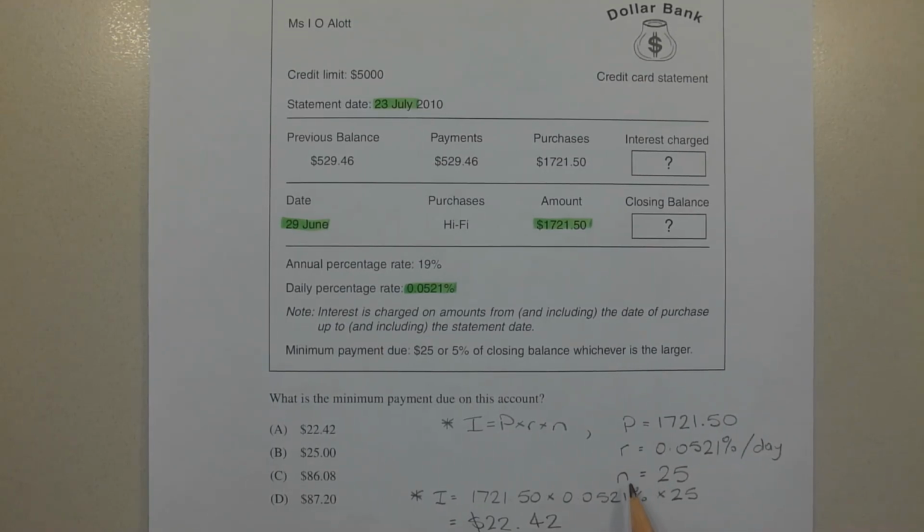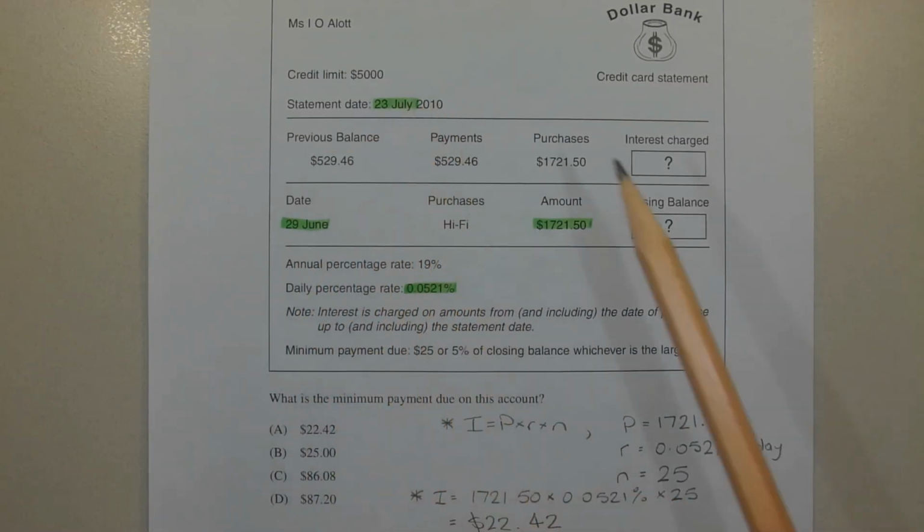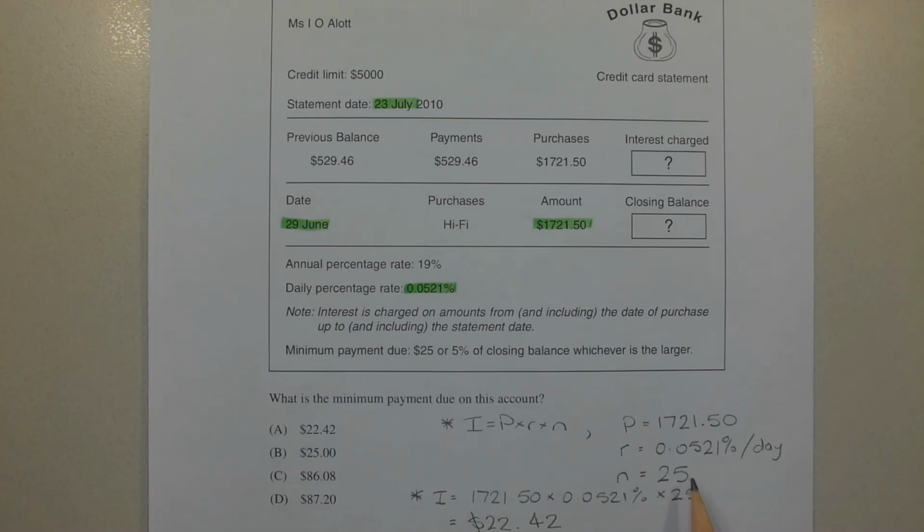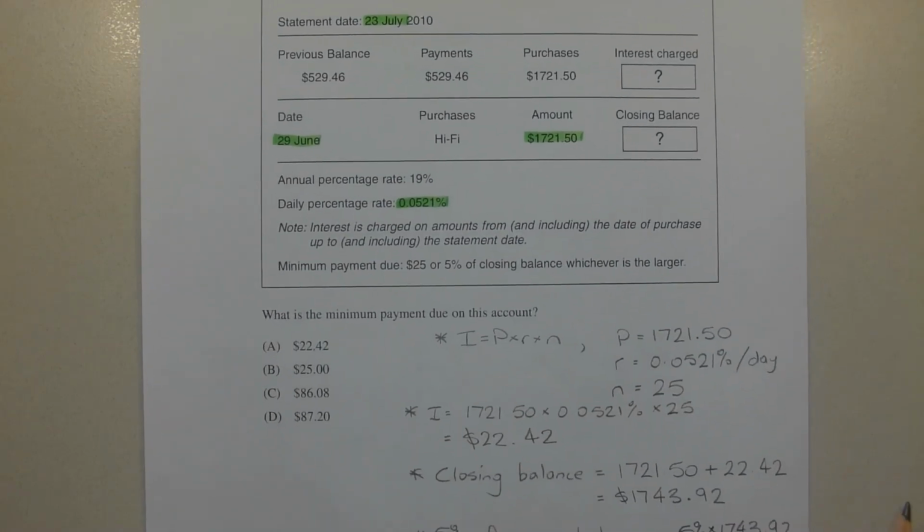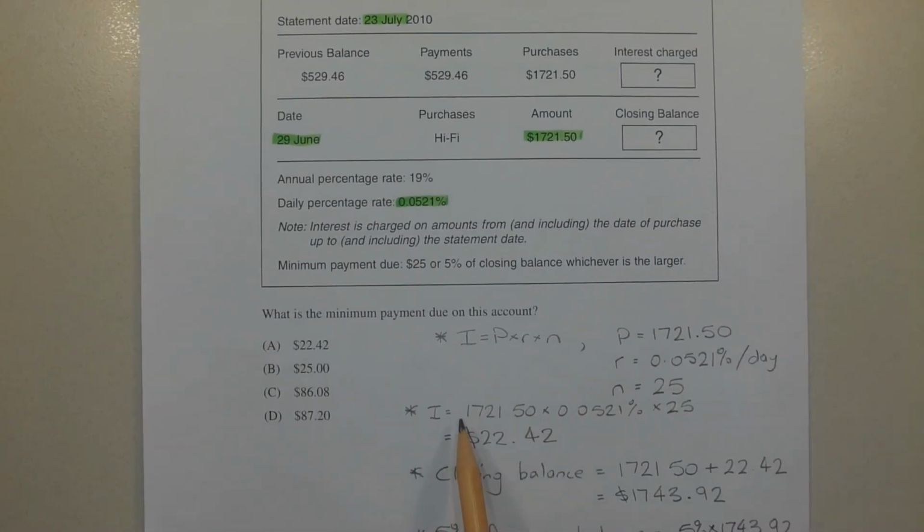And N represents the number of days from the purchase date to the statement date. And that includes the date of purchase. So the 29th of June to the 23rd of July is 25 days. So we have the 29th and the 30th of June, so that's 2 days in June, plus the 23 days in July. So 2 plus 23 is equal to 25, and that gives us N equals 25. So the interest is found by multiplying these three values together.